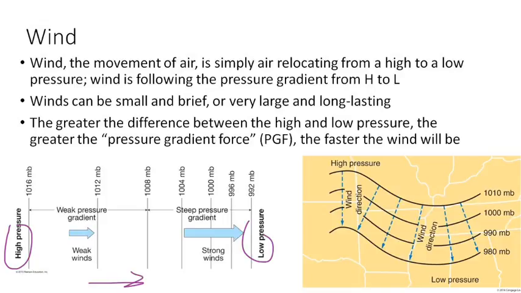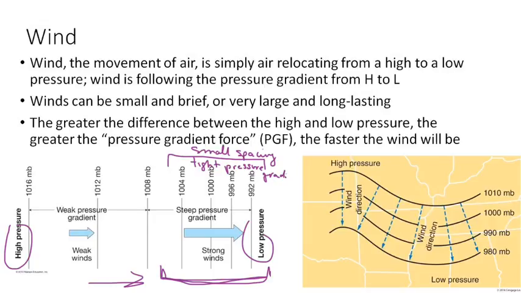Now notice that if we go down here to this, it looks like a football field. If we go down to this part of the football field, notice where these spacings are small. On a previous lecture I said that that is a tight pressure gradient. Okay, when the spacings are closer, then you have a stronger PGF, stronger pressure gradient force, and that creates a stronger wind.